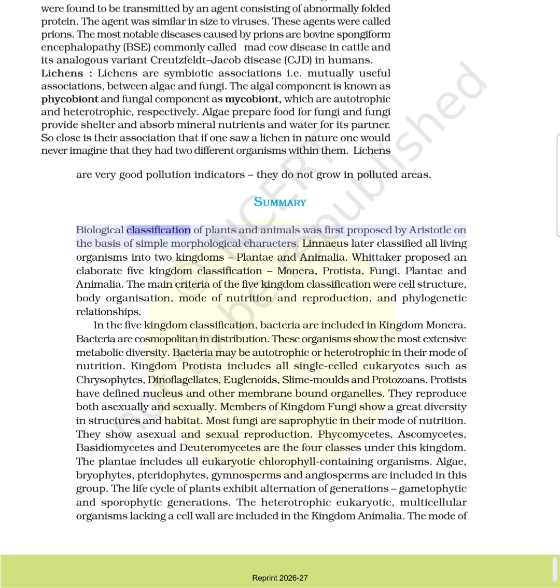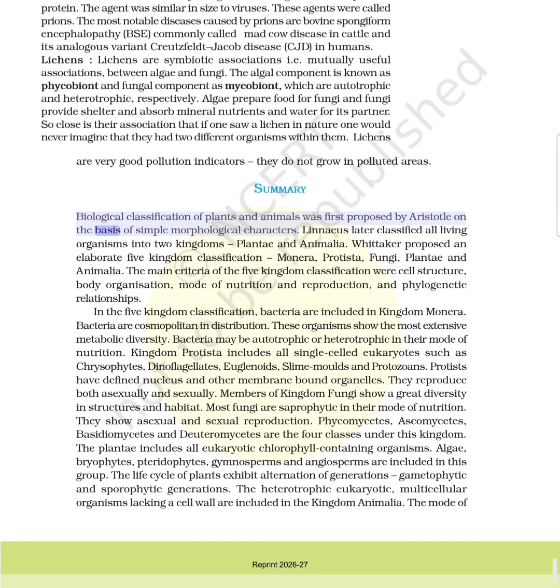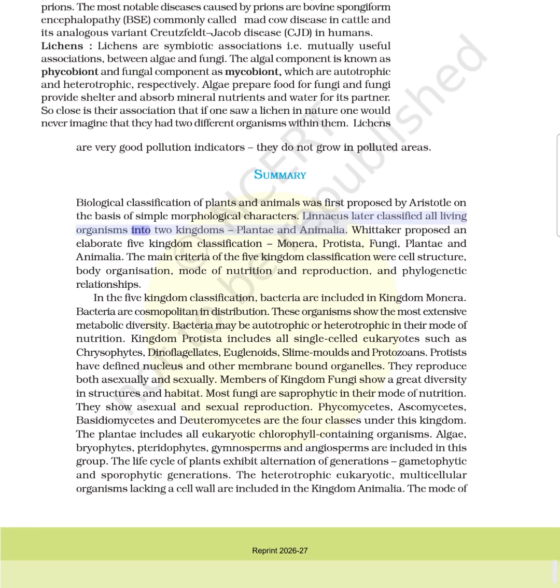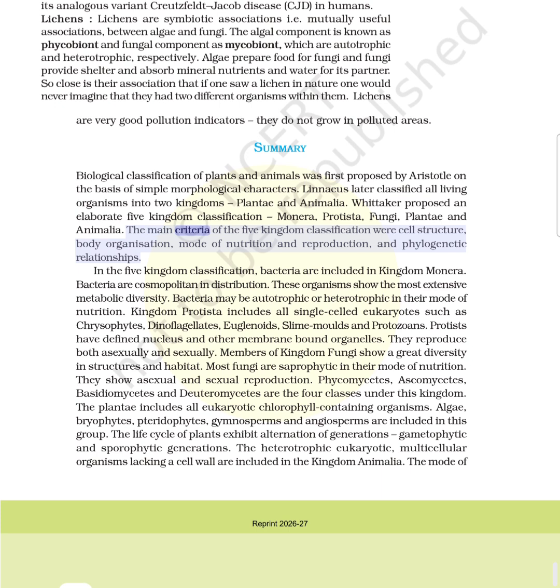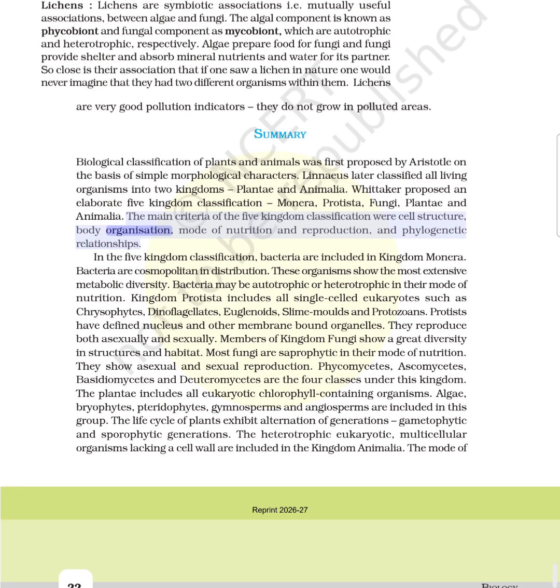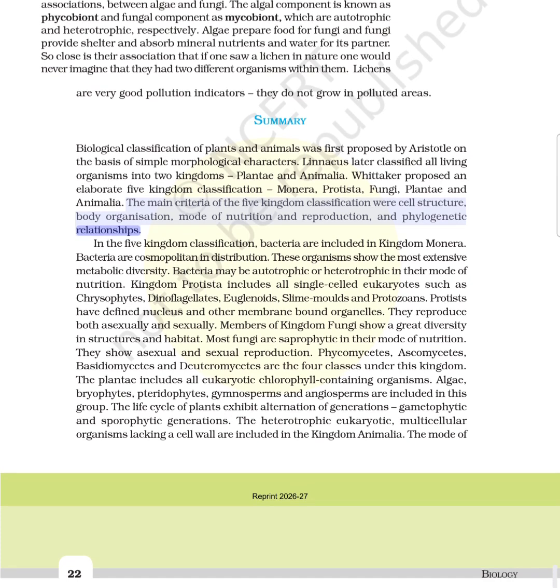Summary. Biological classification of plants and animals was first proposed by Aristotle on the basis of simple morphological characters. Linnaeus later classified all living organisms into two kingdoms, Plantae and Animalia. Whittaker proposed an elaborate five-kingdom classification: Monera, Protista, Fungi, Plantae and Animalia. The main criteria of the five-kingdom classification were cell structure, body organization, mode of nutrition and reproduction, and phylogenetic relationships.